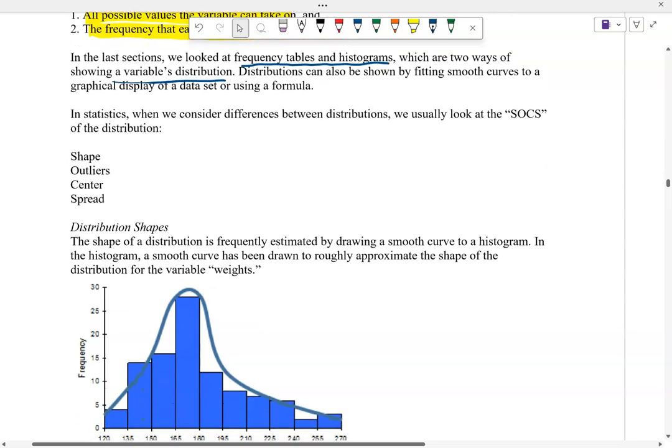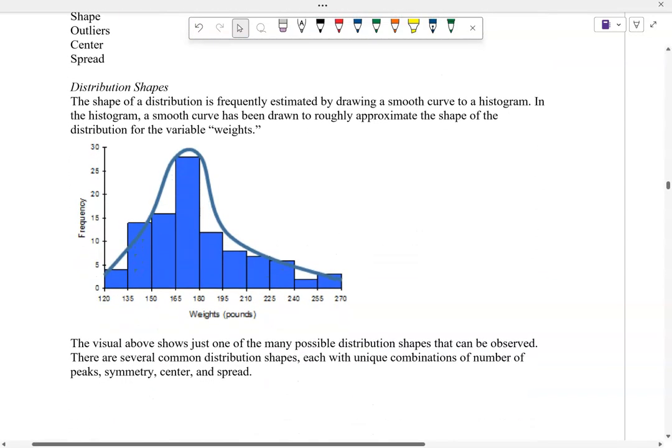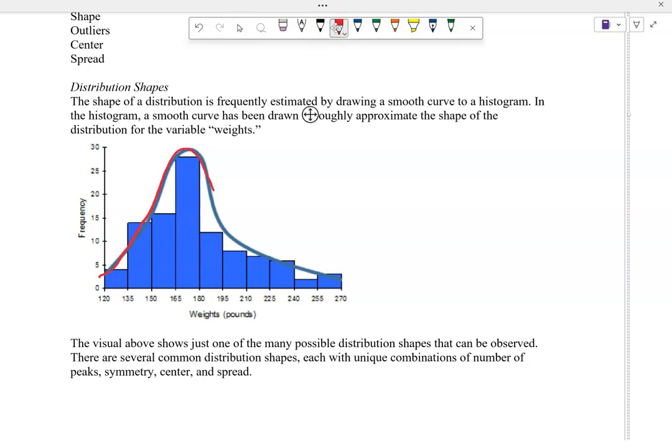In stats, we're going to look at the shape, the outliers, the center, and the spread. We're going to do measurements of all of these. So let's talk about shape for a minute. If you had this histogram down below and tried to connect it a little bit, you see the nice smooth curve here, right? That's showing you the shape or the distribution of the data.